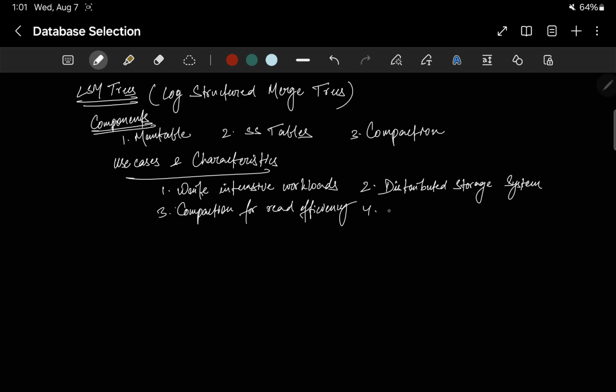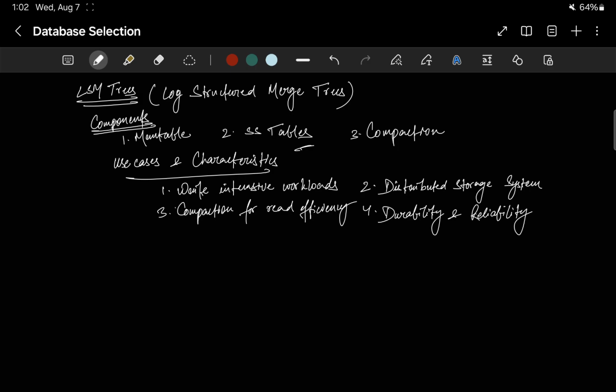And next is durability and reliability. So the immutable nature of SSTables, this SSTable is immutable, okay? The immutable nature enhances data durability, making LSM trees suitable for applications that prioritize data reliability, okay?